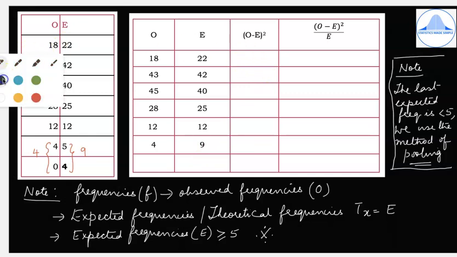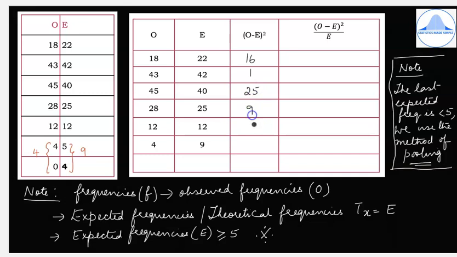Okay, now how do you find out (O minus E) the whole square? It is 18 minus 22. So when I do 18 minus 22, how much will I get? Minus 4. And minus 4, when you square it, it will become 16. Similarly, 43 minus 42 is 1. 1 square is 1. Similarly, do the calculations for the other values. So I'll get 25, then I'll get 9, then 0, and then you will get 25.